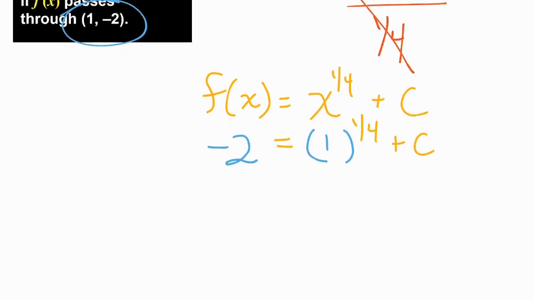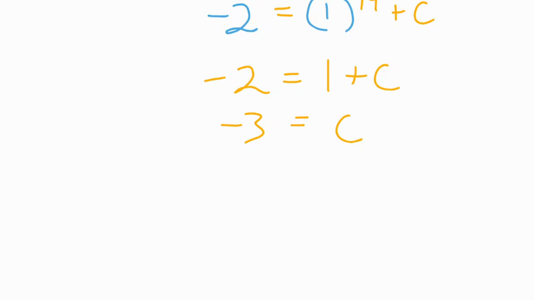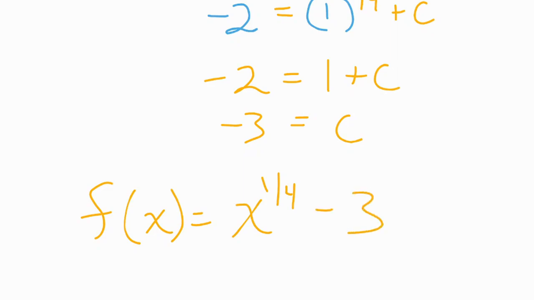Now, 1 to the 1/4 is still equal to 1. So I end up with -2 equaling 1 plus c, and that's why c equals -3. Now, my answer is not -3. My answer is the exact antiderivative. What's the exact antiderivative? Well, it's this equation. It's the equation x to the 1/4 minus 3. And that equals your f of x, which again is your original equation, which is your antiderivative.